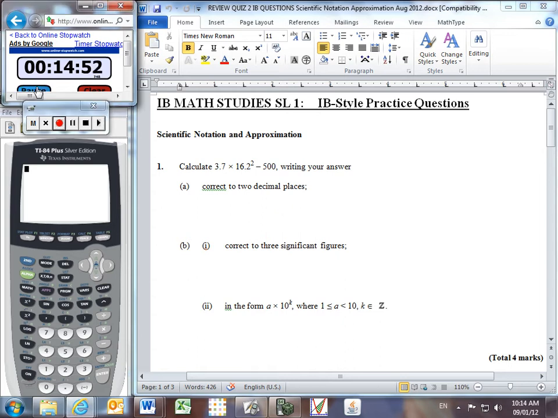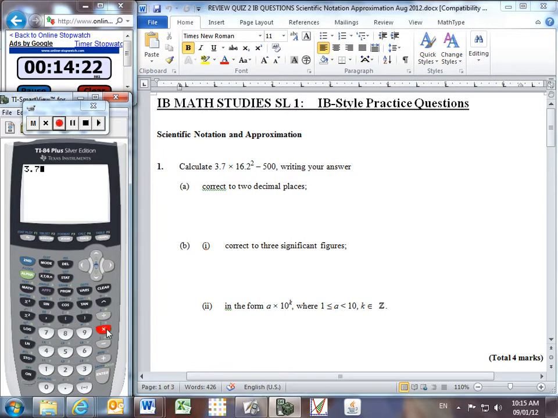So we're going to solve the IB style practice questions from concepts involving scientific notation, rounding, approximation, and error. So number 1 asks us to calculate this particular expression. Remember, you are allowed a calculator on every single one of your assessments, quizzes, tests, exams, including the real IB exam. So of course we're going to reach for our calculator here.